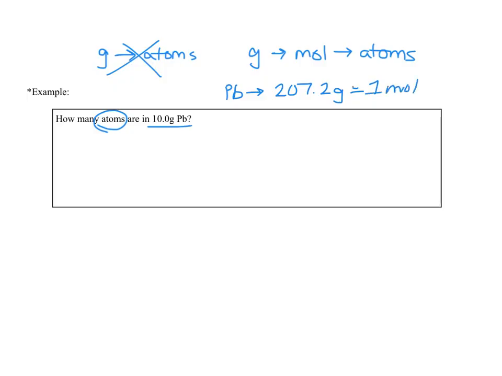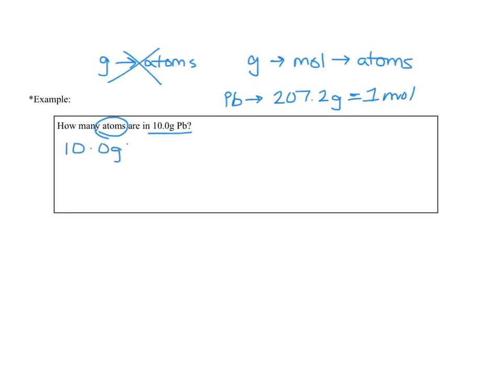And if I use that as a conversion factor, it means that I have 207.2 grams in 1 mole of lead. So here's how I'm going to set up that dimensional analysis. I'm going to start with what I'm given in the problem, which is my 10.0 grams of lead, and I'm going to set up all of my dimensional analysis the way we did in the previous unit.